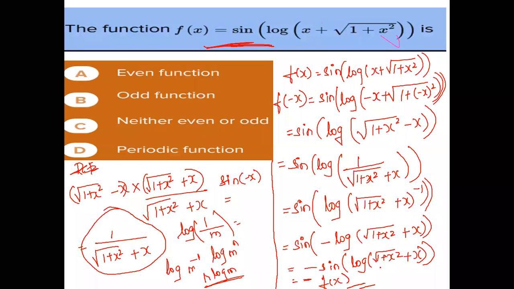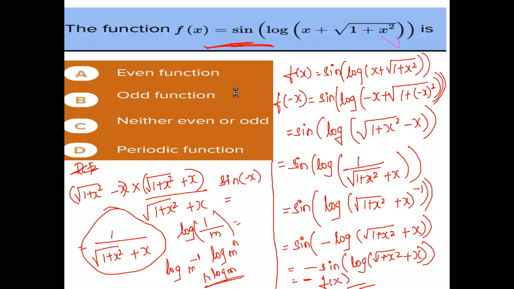If f of minus x is equal to minus f of x, what can we conclude, students? What kind of function is it, even or odd? Yes, good, it is an odd function. If f of minus x is equal to f of x, then good, it is an even function. I hope you are clear with odd and even. Okay, fine. Good, students. So we'll move on to the next question. If you want, you can take a screenshot.